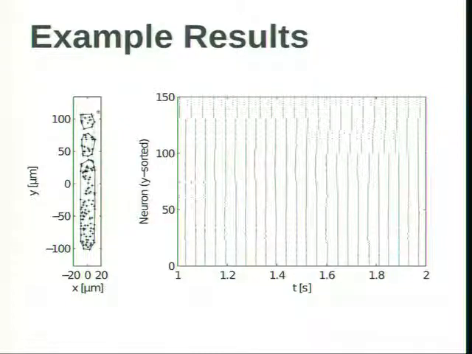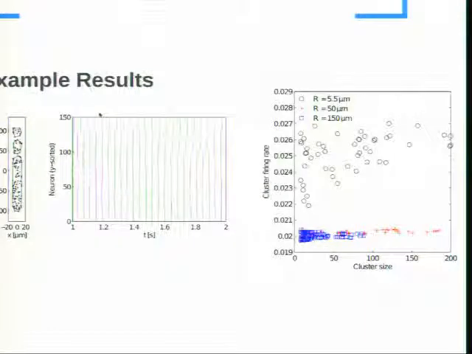Yeah. So this is one example. As we change a model parameter, we can actually see how statistics for the clusters are changing. So for 3 different model parameters, R, which is the distancing between the neurons on average, you can see that there are different things happening in this population now.